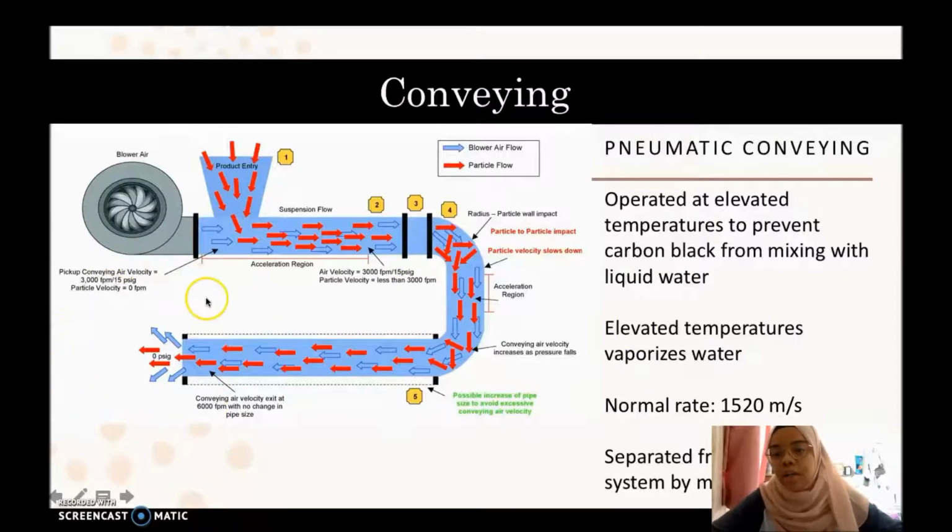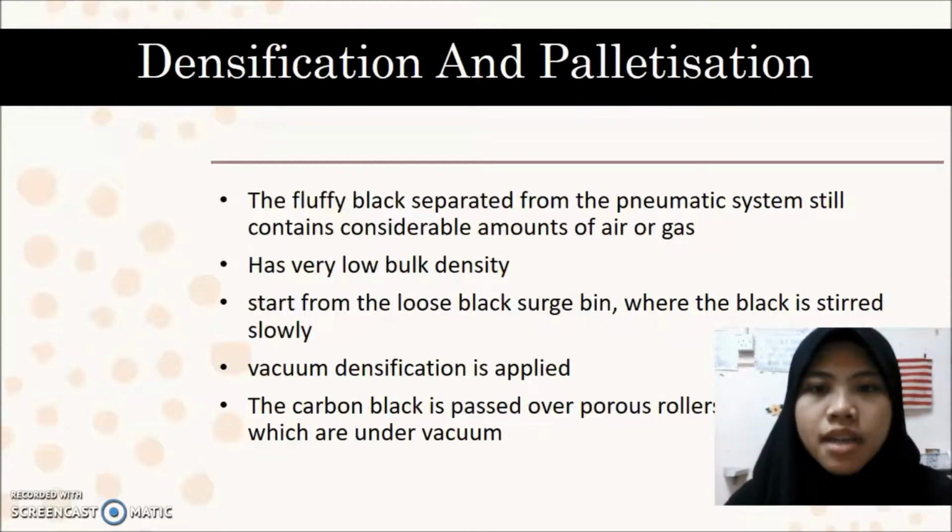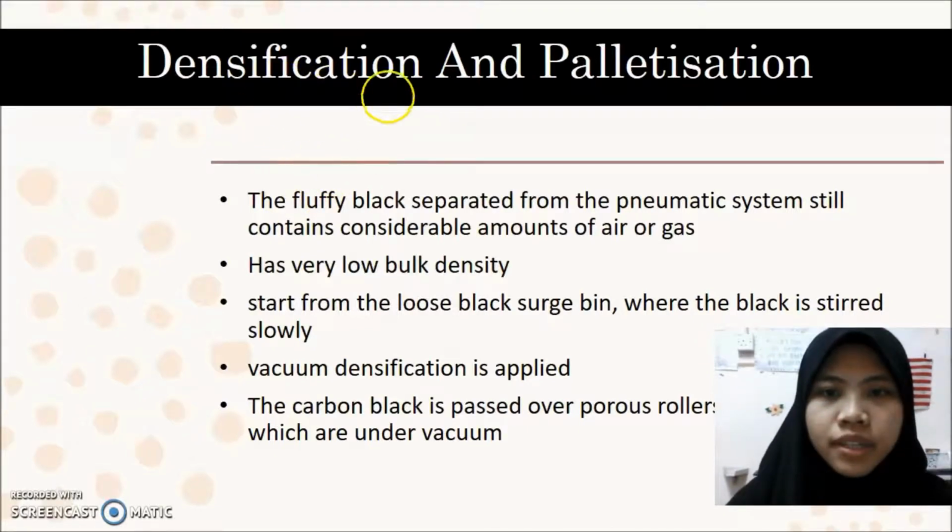So in the end, here there are usually cyclones. That is how the carbon black gets separated from the pneumatic system. The next process is densification and pelletization. Densification is a method of controlling the bulk or full density of carbon black without altering its rubber reinforcing properties by wet micropulverizing prior to mixing. The fluffy black separated from the pneumatic system still contains considerable amounts of air or gas, and it has very low bulk density. Therefore, it has to be further densified before it can be used commercially.